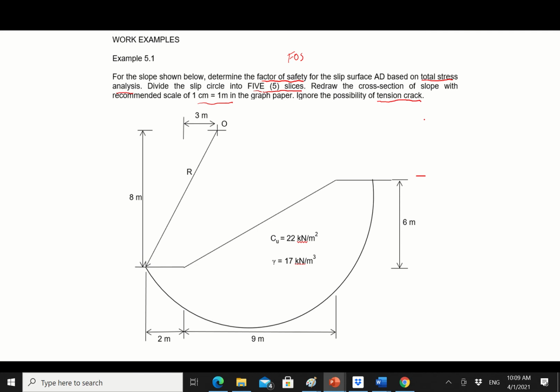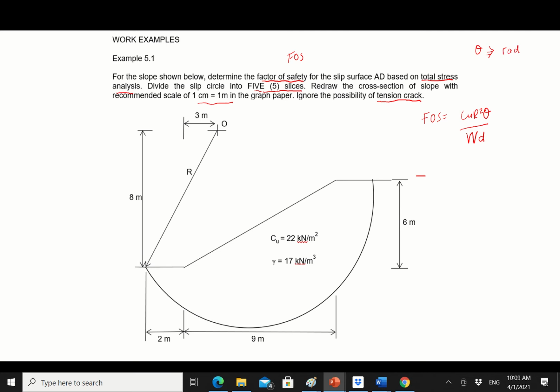Okay, the equation that we want to use is FoS equals Cu R squared theta divided by WD. I forgot to mention theta. For theta, you use your protractor and get the value in degrees. But in the calculation, before you insert the value of theta, you must convert that theta to radians. So then you solve for FoS.